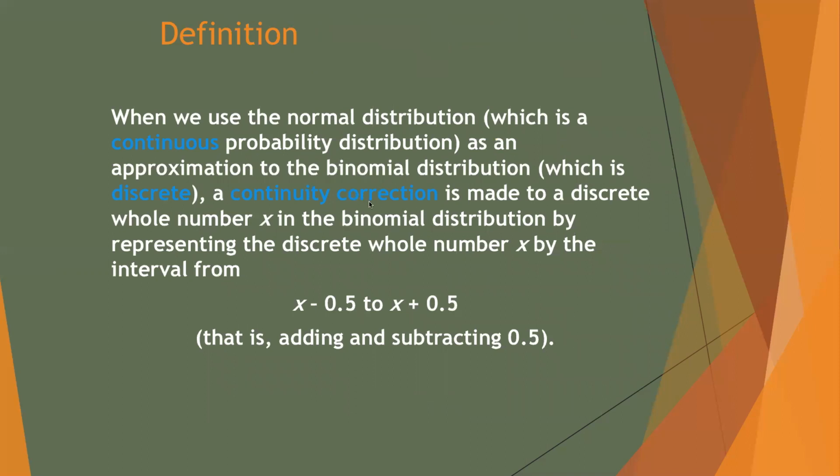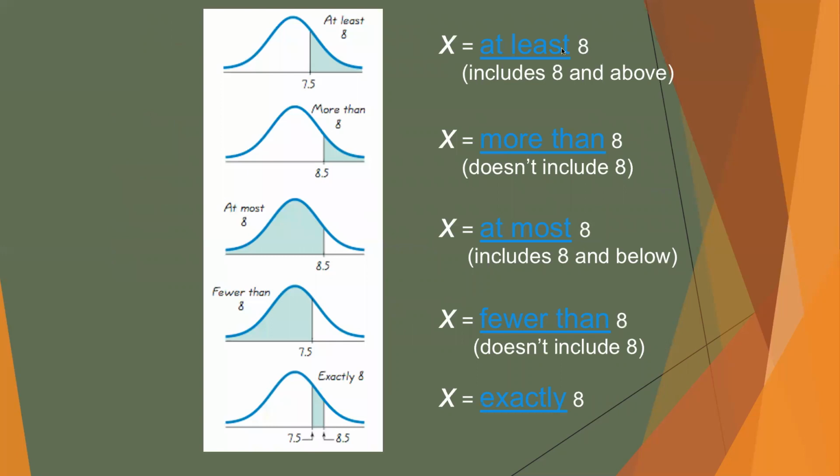Already said this slide, but just as a reminder. At least 8 means 7.5 and greater. This is, again, if you're going to use the normal as an approximation to the binomial, right? Continuous or discrete, okay? All right, different things. More than 8, right? 8.5 or greater. At most 8, so up to 8, including 8. And fewer than 8, right? So fewer than 8 would mean less than 8, or basically 7.5 or below. And again, this is for a normal as an approximation to binomial. And exactly, you'd be using that exact value.